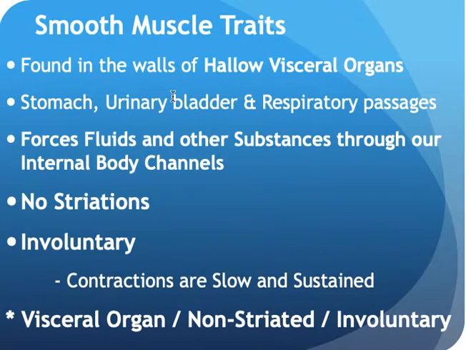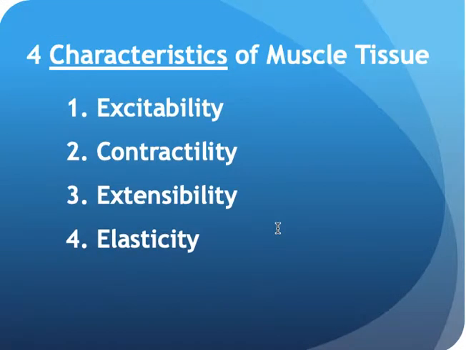Okay, smooth muscle, found in the walls of hollow visceral organs. So it's the organs in your body, so stomach, urinary bladder, respiratory passages. Again, with this one, we're contracting to force fluids and other substances through our internal body channels. No striations in this one, and again, this one's going to be involuntary. The contractions are going to be slow and sustained as we're pushing these things through the body, but again, we're not in control of these contractions. Your body's just going to do it on its own. So visceral organs, non-striated, and this one is going to be involuntary.